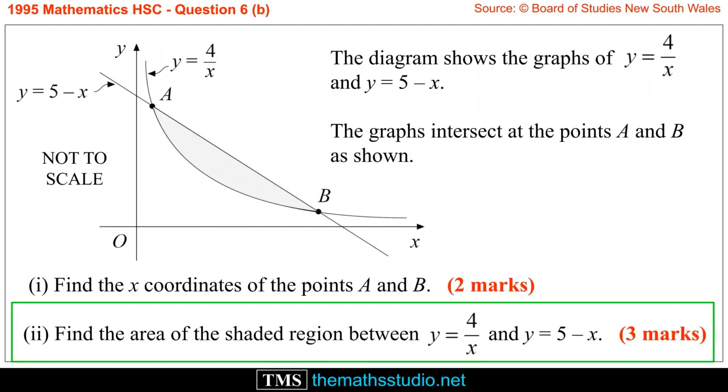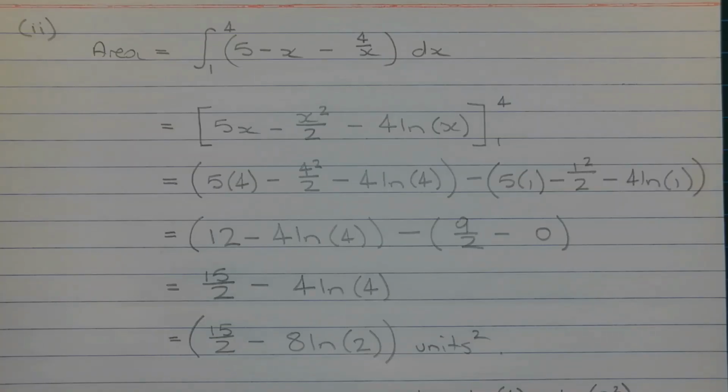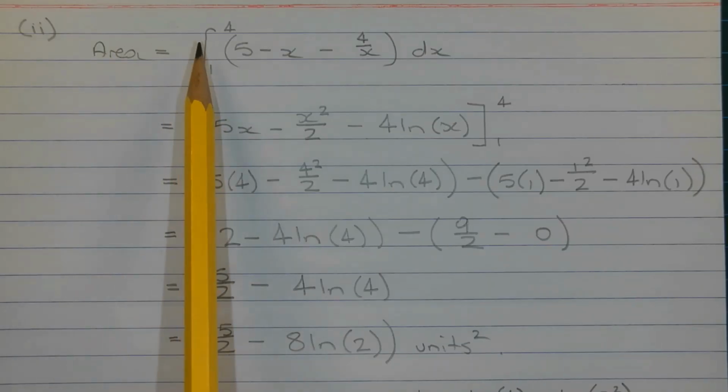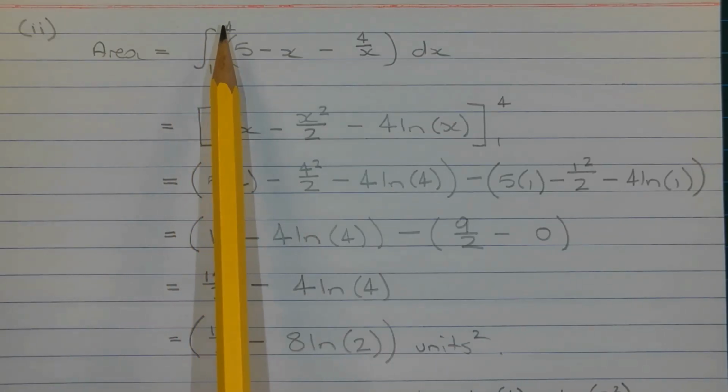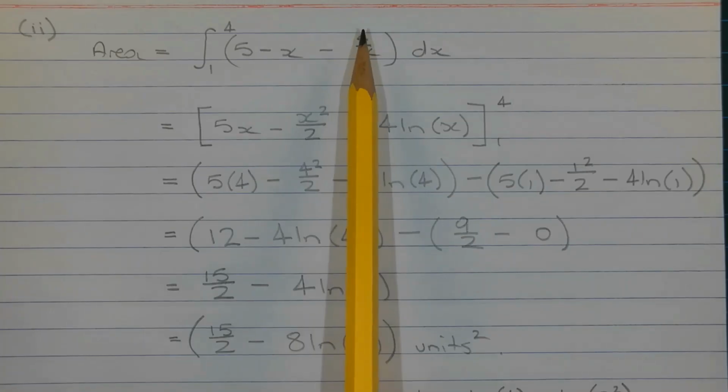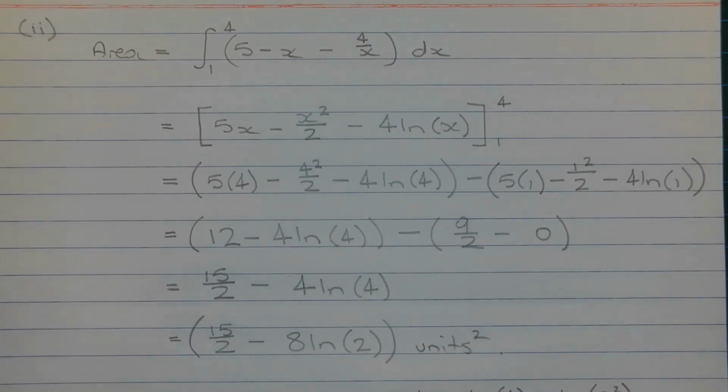Part 2. Find the area of the shaded region between y equals 4 over x and y equals 5 minus x. Between the points A and B, the line y equals 5 minus x is on or above the curve y equals 4 over x. So the area between the line and the curve is given by the integral from x equals 1 to x equals 4 of 5 minus x minus 4 over x dx. Integrating this expression, we get 5x minus x squared over 2 minus 4 times ln of x from x equals 1 to x equals 4.